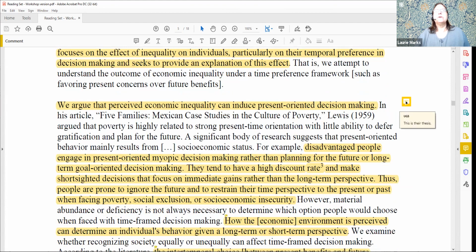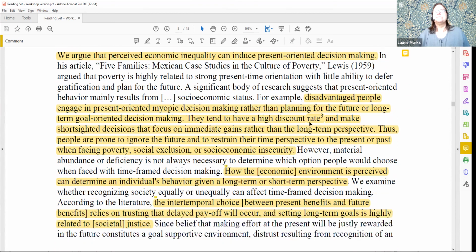And now here's their thesis at the top of the next paragraph. We argue that perceived economic inequality can induce present-oriented decision-making. And here's a follow-up explanation of why this might be the case. Disadvantaged people engage in present-oriented myopic decision-making rather than planning for the future or long-term goal-oriented decision-making.